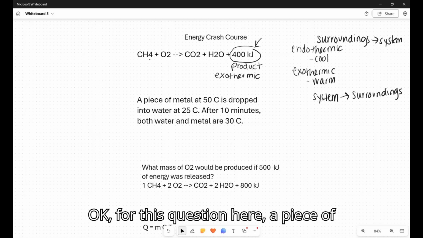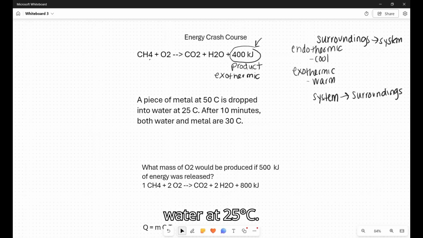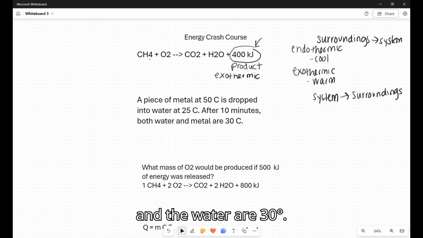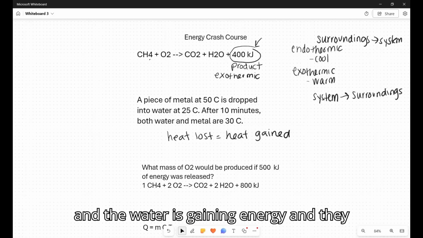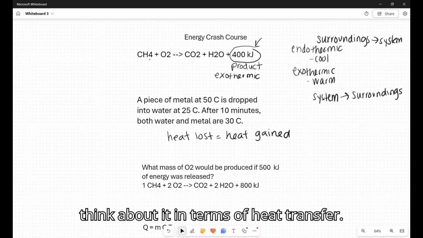Okay, for this question here, a piece of metal at 50 degrees Celsius is dropped into water at 25 degrees Celsius. After 10 minutes, both the metal and the water are 30 degrees. So this is an example of heat lost is equal to heat gained. Basically the metal is losing energy and the water is gaining energy, and they will equalize at 30 degrees Celsius. So think about it in terms of heat transfer.